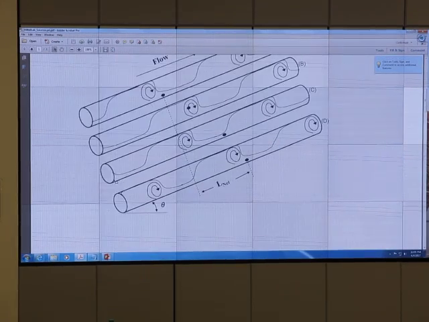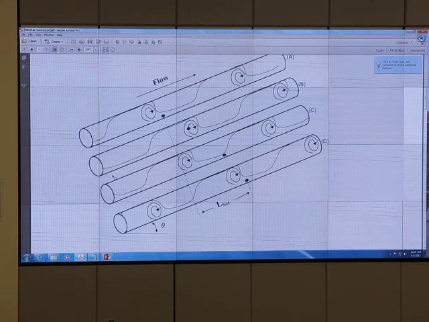Slug flow you will see in the lab. It looks like this. It's a pocket of liquid, like a plug of liquid, moving on top of the liquid film. So when that happens, some liquid film will be picked up and released at the back. Slug flow.